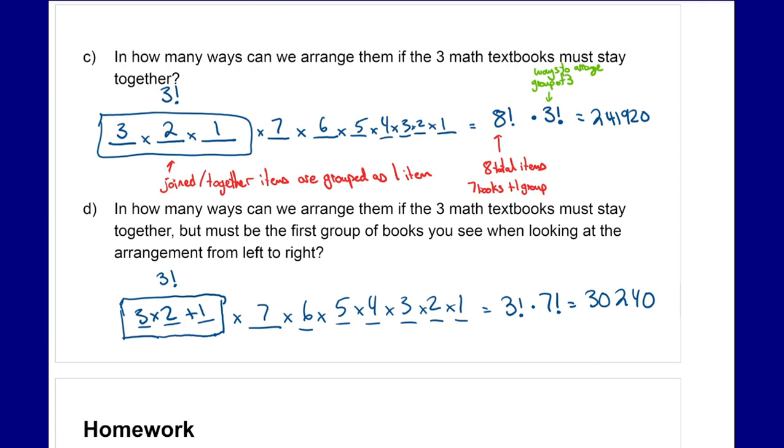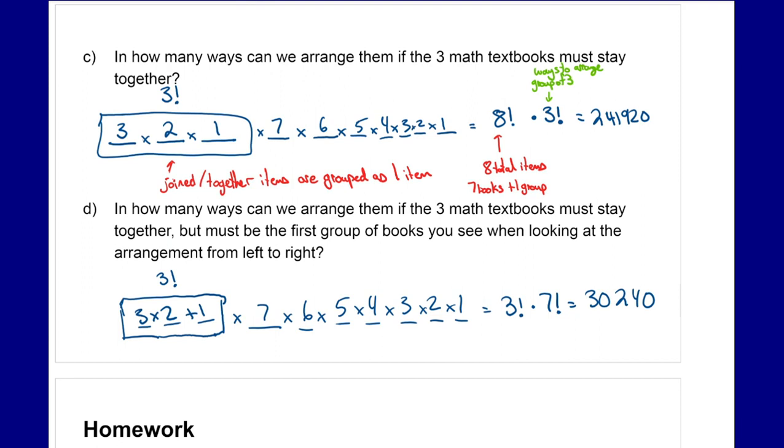The one we just did assumes that the group has to be in only one spot. In this case, they're at the front when we look at them left to right. Within that group, there's 3 factorial arrangements of how I can arrange those 3 books. And then the other question looks at if that group of 3 can be placed anywhere in that order. Because they can be placed anywhere, we consider the group another item. So there's the 7 individual items plus that group of 3, making 8 total items to arrange, and then we again consider the arrangement within that group as well. That's where it gets a little tricky.